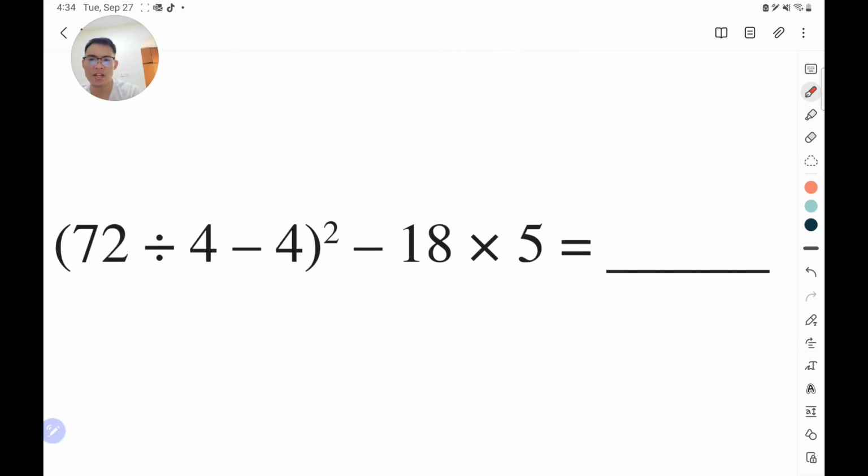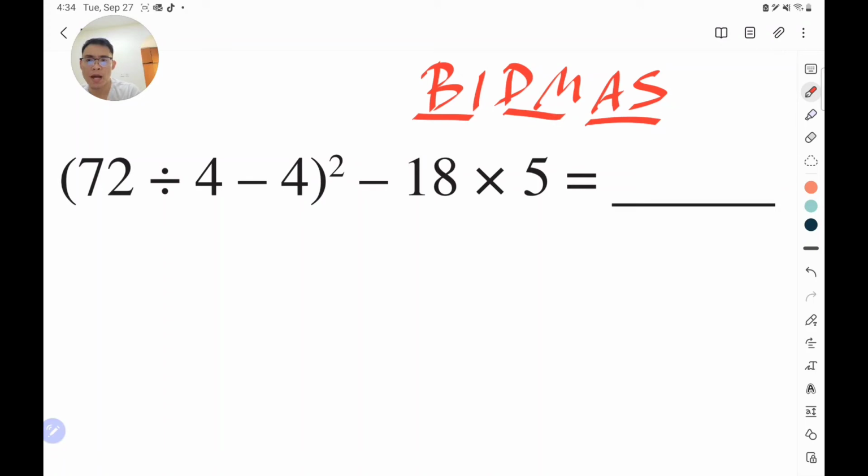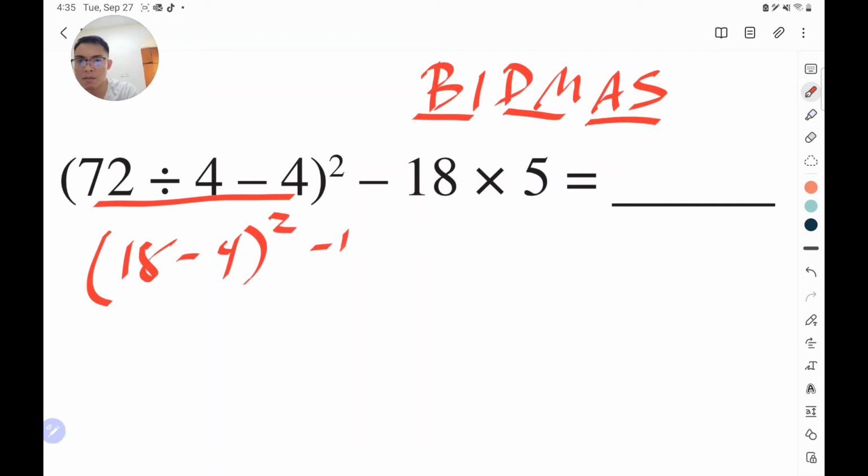Now let's try this one as another example. BIDMAS again, bracket. Whatever is inside the bracket, we have 72 divided by 4 minus 4. But we have to do division first, because according to BIDMAS, we need to do division before we do subtraction. 72 divided by 4, we have 18 minus 4, and then squared here, minus 18 times 5, correct?